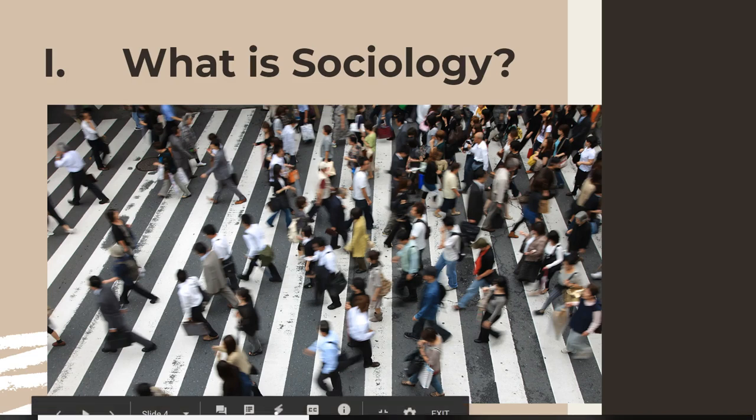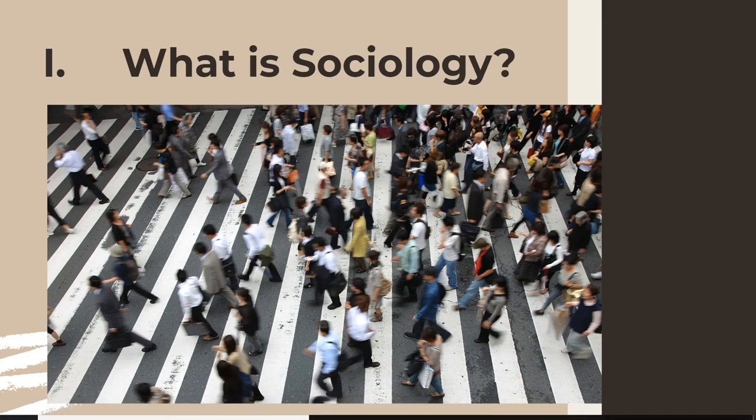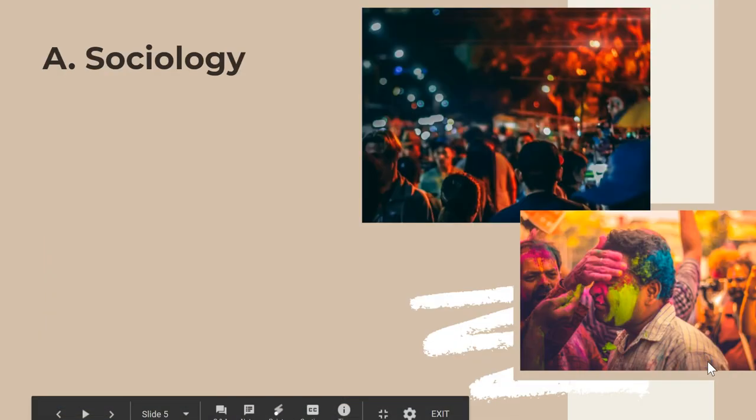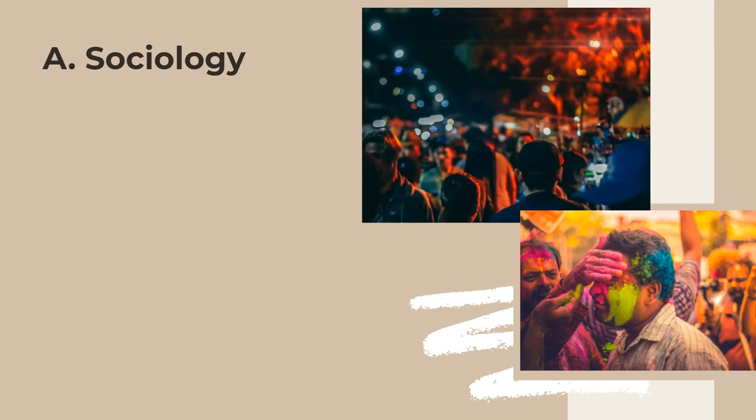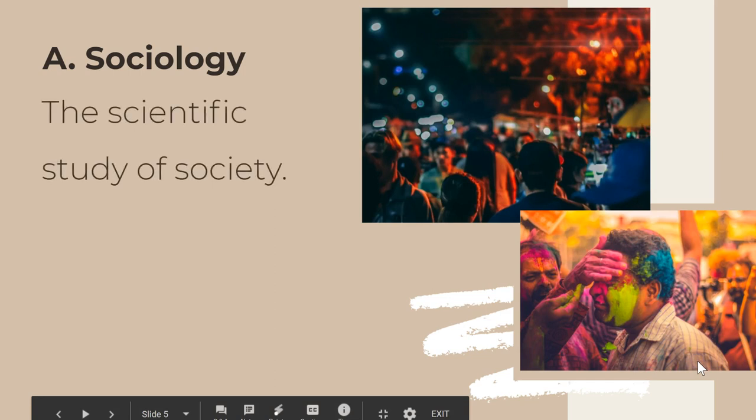Hi everyone. In this section we'll look at what sociology is. First of all, let's look at the word itself. What is sociology? If you look closely, you see the word socio, which is the root word for society, and then ology, which is the study of. So sociology is the study of society.